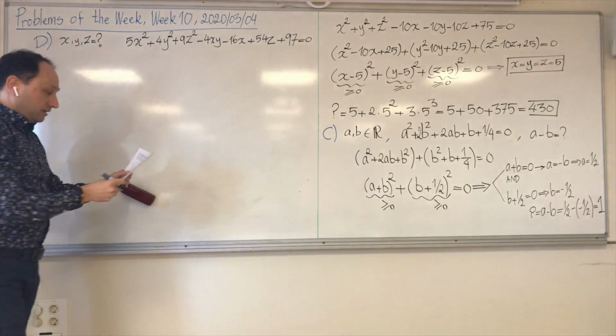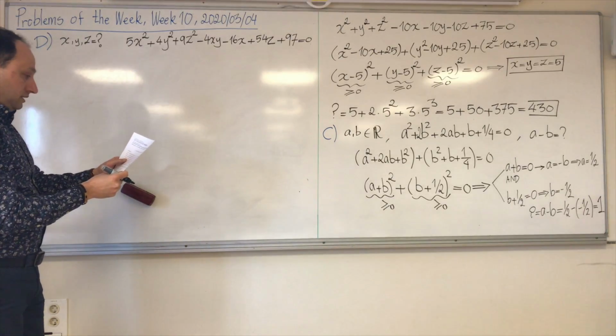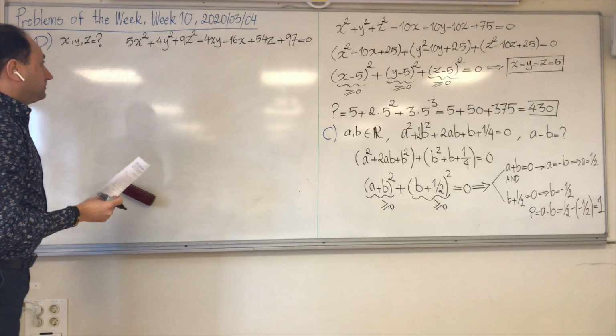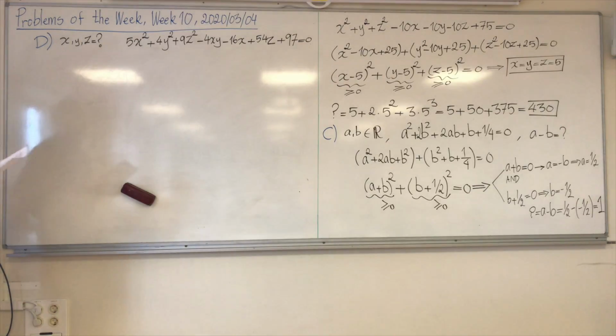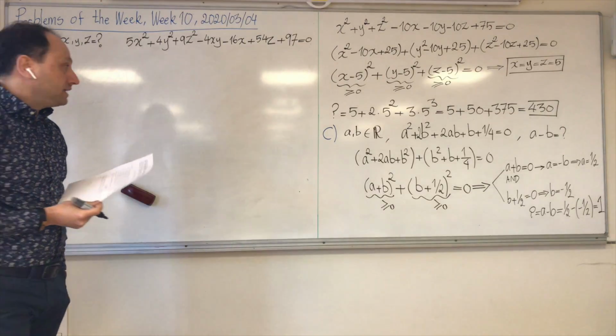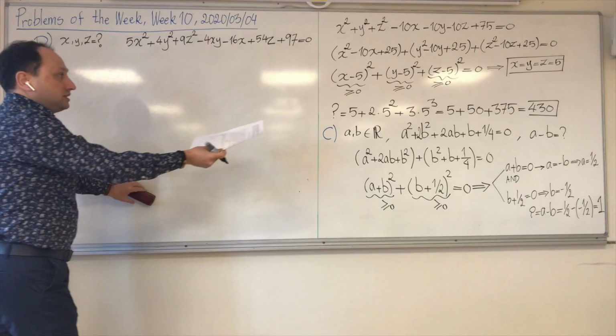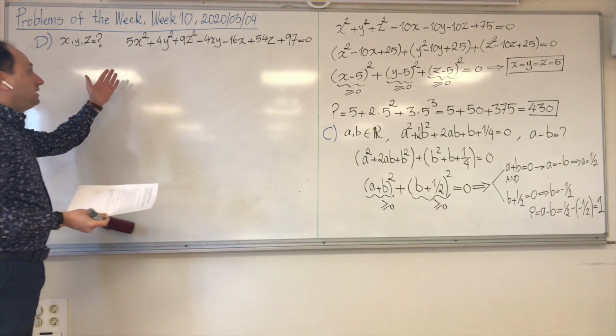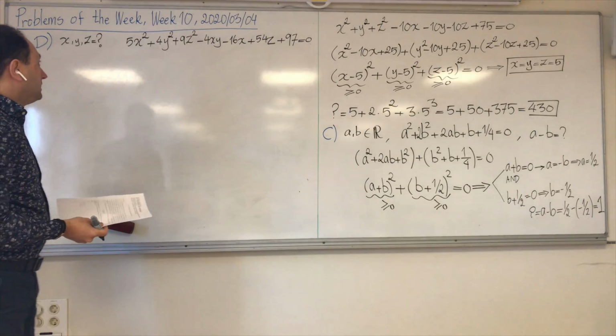So let me double check. 5x^2. Good. I want to find all the values for x, y, and z. Of course, you know that this is the same strategy, but it is a little bit more involved, yes?